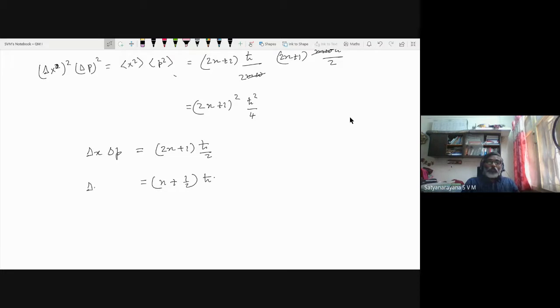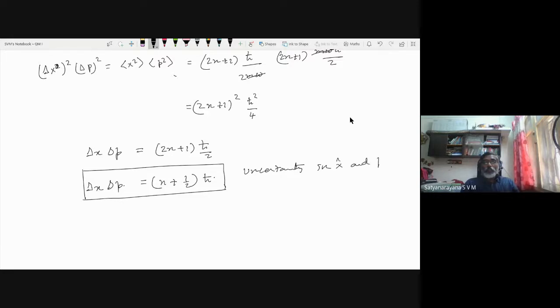So this is the uncertainty in position and momentum for a general energy eigenstate. Okay, so this is the uncertainty in x and p for a state |n⟩.